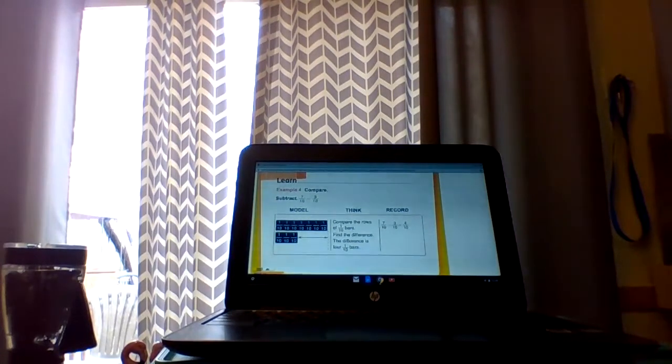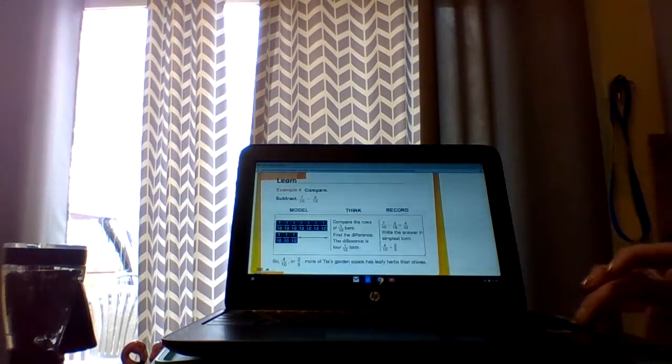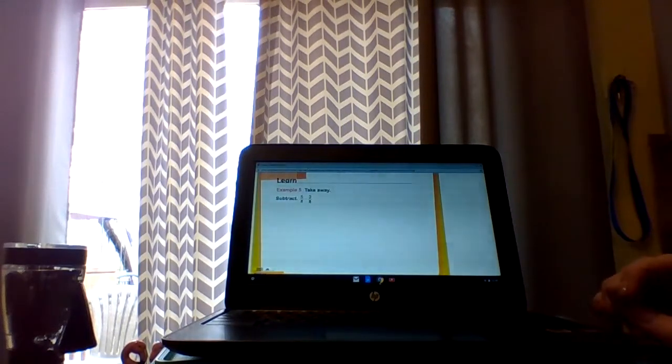Is 4/10 in simplest form? It is not. 4 and 10. What number can always be evenly divided into even numbers? That's 2. So we have to do 4 divided by 2 is 2. 10 divided by 2 is 5. So 2/5. Write the answer in simplest form. It means 2/5 more of Tia's garden has leafy herbs than the chives. Okay. You guys are so smart. You can totally do this.